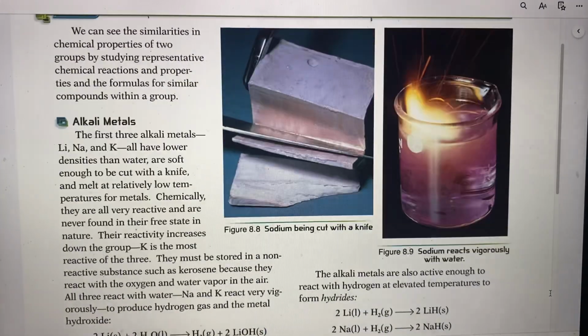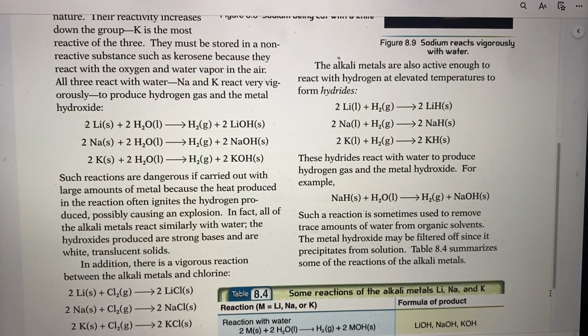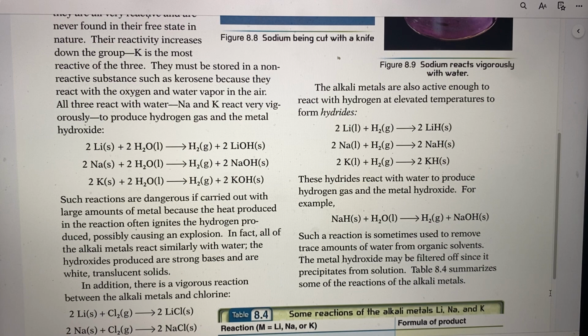Let's go up to the top here. The alkali metals also are active enough with hydrogen at elevated temperatures to form hydrides. So here we have lithium, sodium, and potassium. They're all liquids, and they react with hydrogen gas to form lithium hydride, sodium hydride, and potassium hydride. So hydrogen's another one. And these hydrides, you could take them, and they will react to produce hydrogen gas and a metal hydroxide.